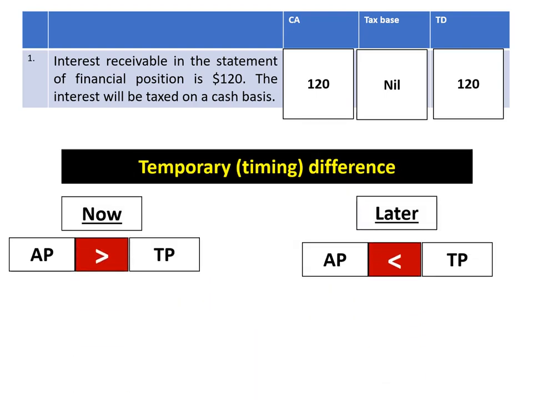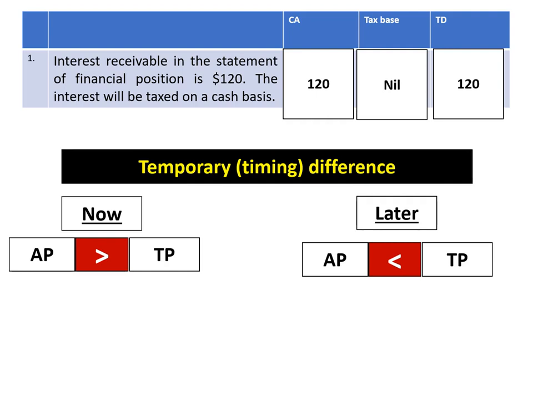Therefore, if we are looking at our timing difference, right now our accounting profit is more than our taxable profit, because we've raised the journal entry of credit interest, debit interest received. Our taxman, on the other hand, says, I'm only going to see that you have interest that accrued to you when we actually have it received in cash. So tax profit is 0. And later on, because we've already included our interest in this current year, our accounting profit is going to be less, because we are not going to include the interest again.